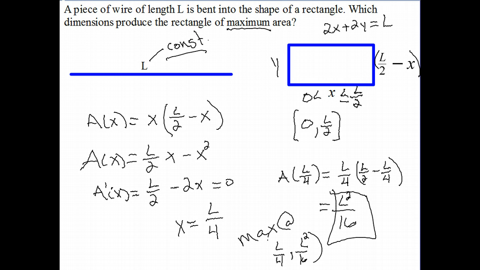Now, how do we know it's a maximum? Well, let's check our endpoints. If x is 0, then our area is 0. If x is L over 2, then once again our area is 0. So therefore, this is our max. L over 4 gives us our maximum side length, which means that our maximum area is L squared over 16.